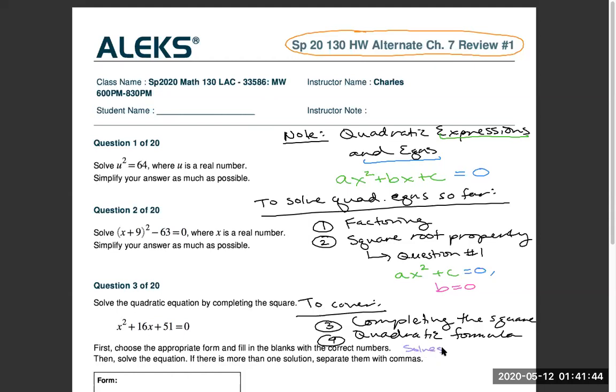I do want to mention that the quadratic formula solves, I'll call this equation star up here. So even if b is equal to 0, and you could use square root property, you wouldn't need to. Quadratic formula solves all quadratics. Okay, so any quadratic can be solved with the quadratic formula.